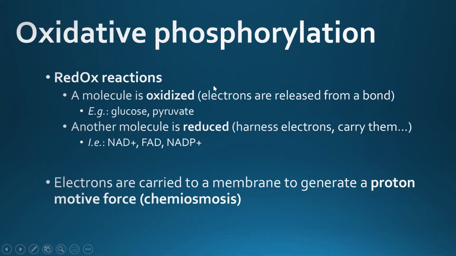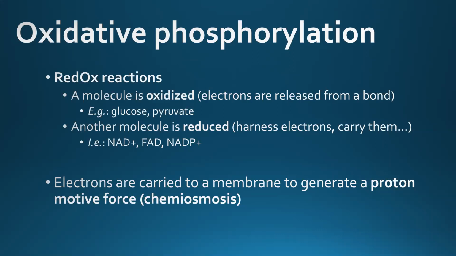Okay, so oxidative phosphorylation is the second type. And we're going to be talking about this in great detail when we get to the electron transport chain. Basically what happens is you are utilizing redox reactions. So remember, reduction, you're going to be gaining an electron. Oxidation is where you are losing an electron. So a molecule is oxidized, so you're losing electrons. The electrons are being released from the bond. And then you are going to be reducing a molecule.